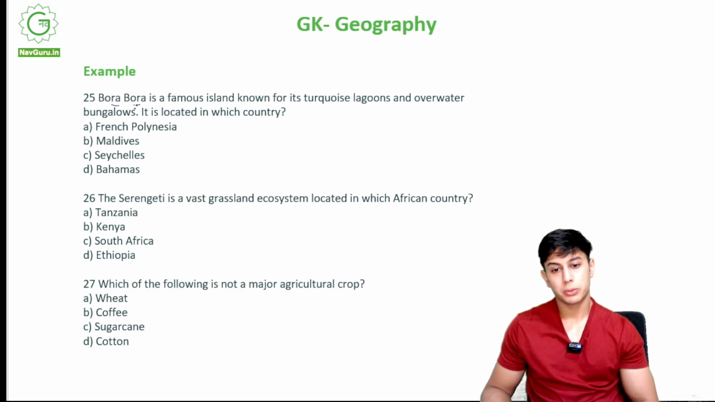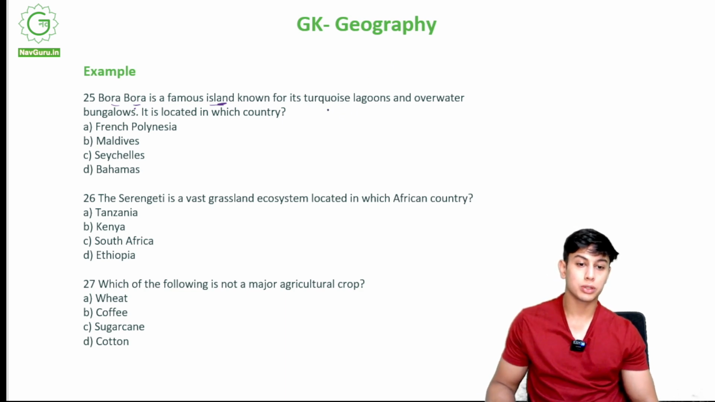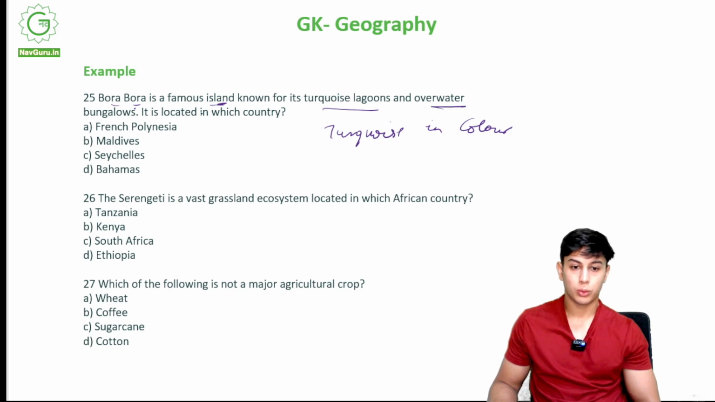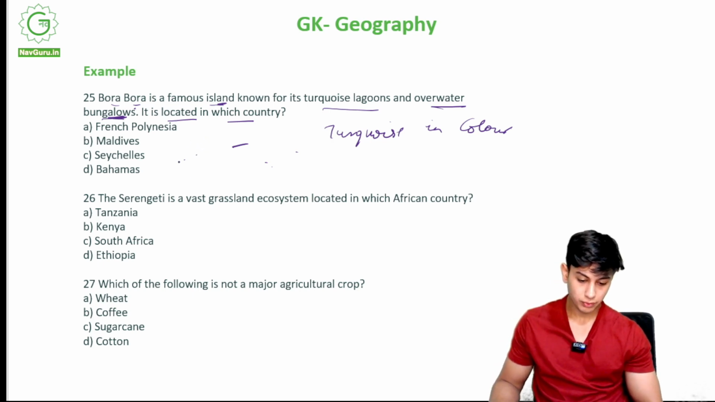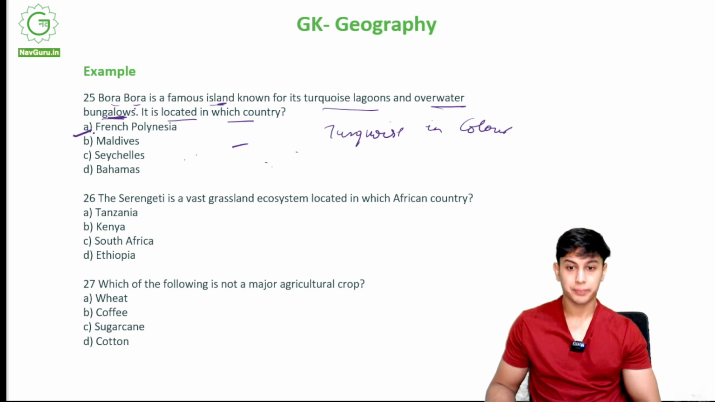Bora Bora is a famous island known for its turquoise lagoons. So the water here is turquoise in color. And overwater bungalows. Okay, it is located in which country? Is it French Polynesia? Is it the Maldives? Is it Seychelles, or is it Bahamas? The correct option would be option A, French Polynesia. Bora Bora is from French Polynesia.